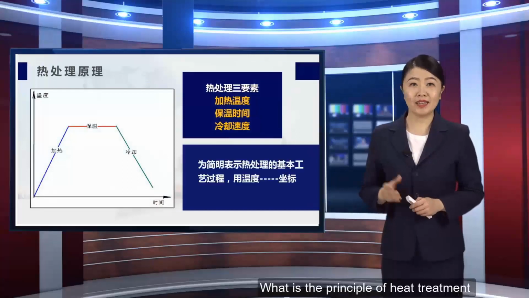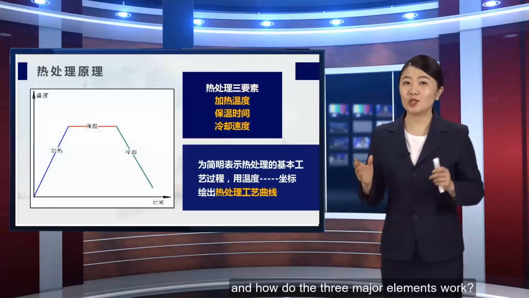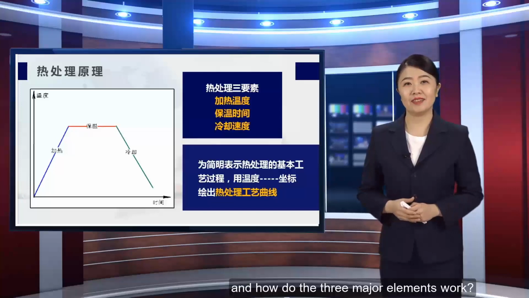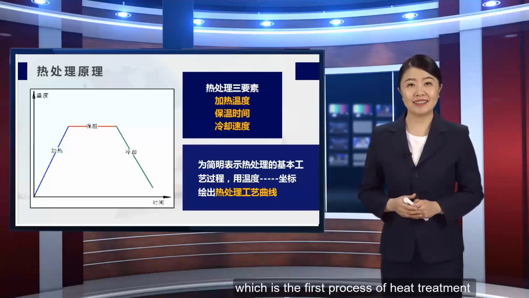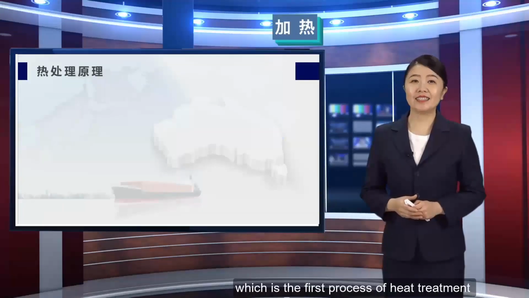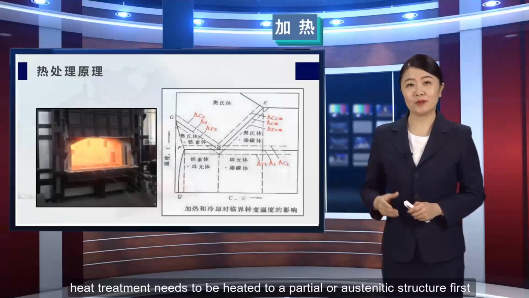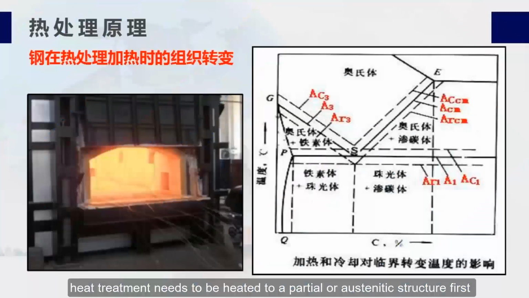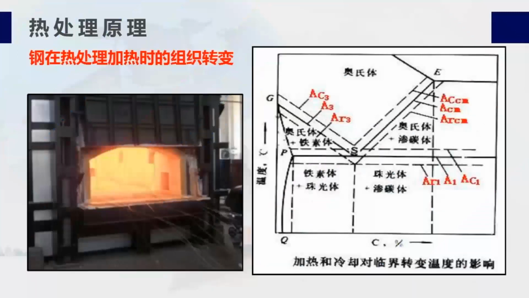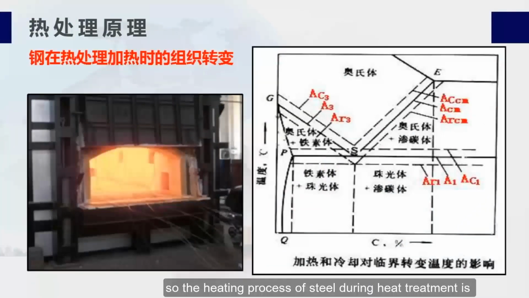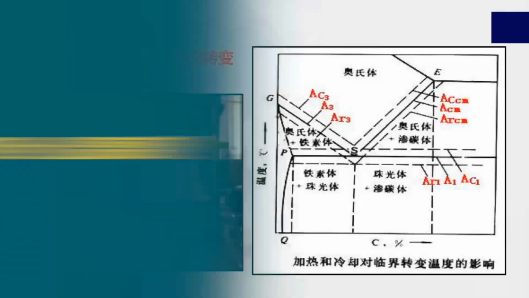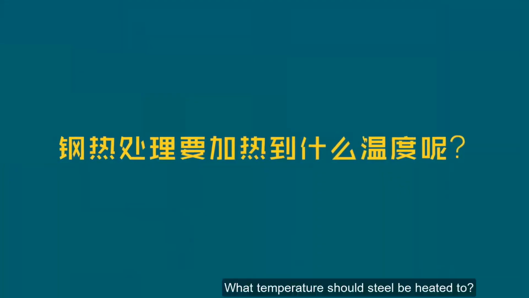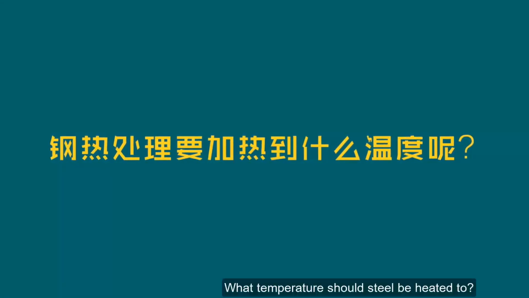What is the principle of heat treatment and how do the three major elements work? The first is heating, which is the first process of heat treatment. In most cases, heat treatment needs to be heated to a partial or austenitic structure first. So the heating process of steel during heat treatment is the austenitization process. What temperature should steel be heated to?